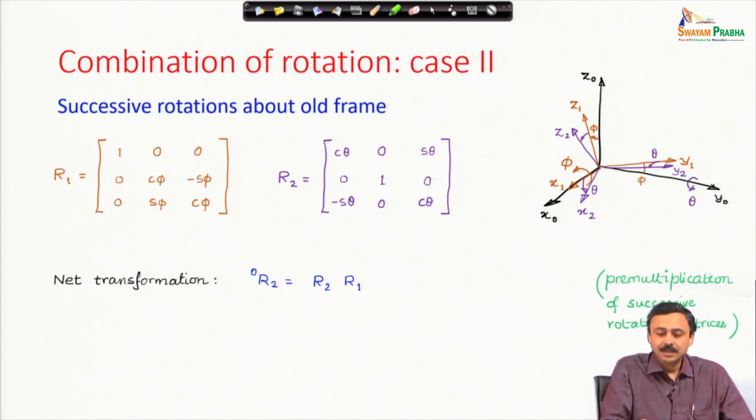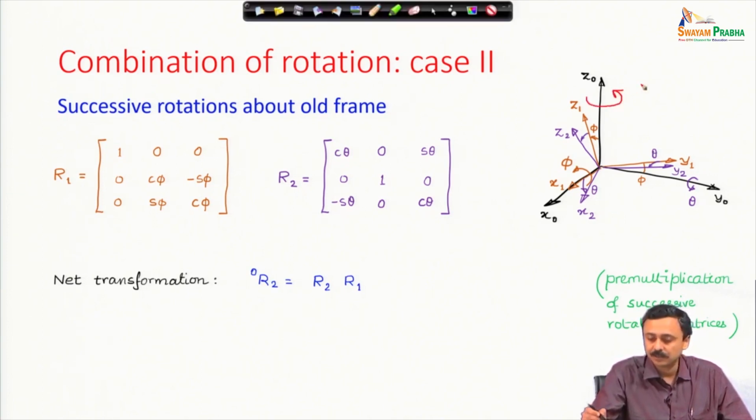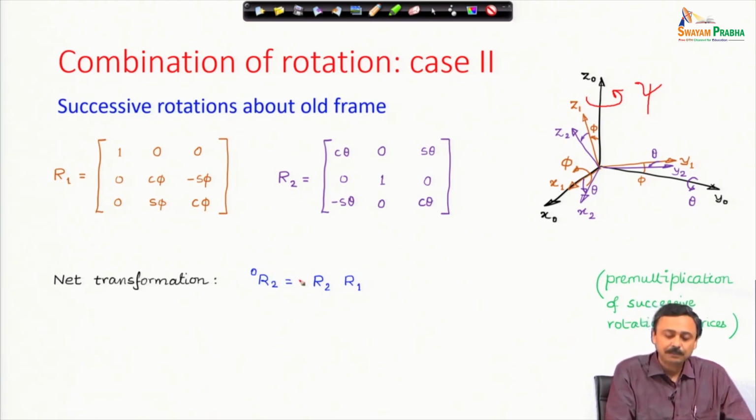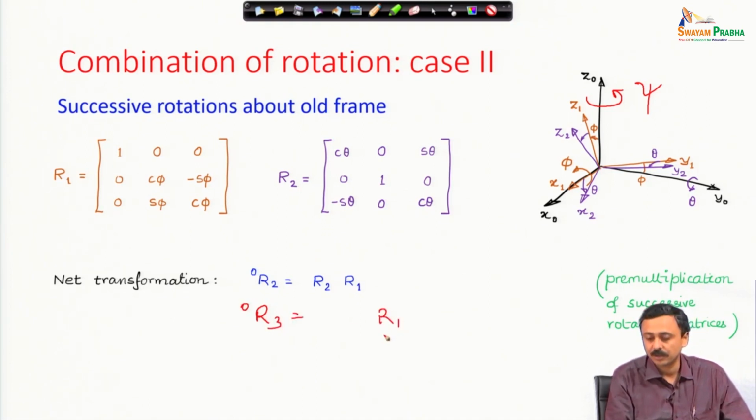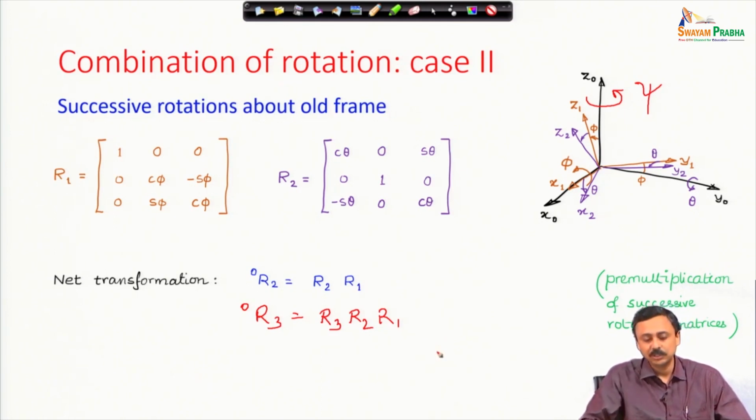Now, this means the order of rotation, as you give more and more rotations, you can keep giving more and more rotations. For example, you give a psi rotation about z naught, you will have to keep pre-multiplying. Then R 3 to 0 is, this was the rotation about x naught, this is the rotation about y naught, this is the rotation about z naught. That will give me the net rotation matrix from 3 to 0.